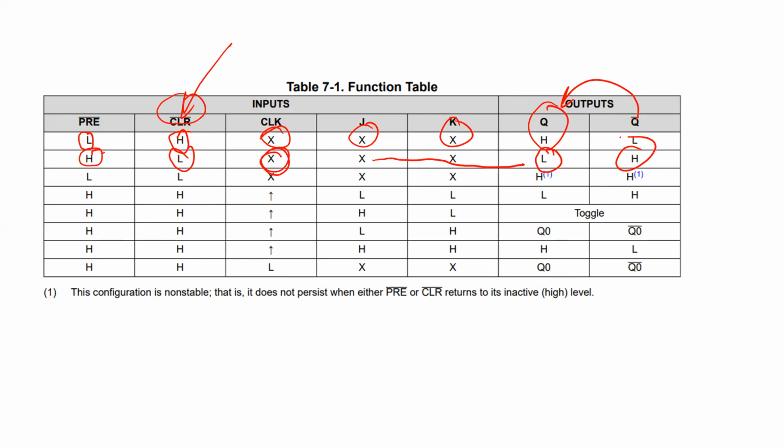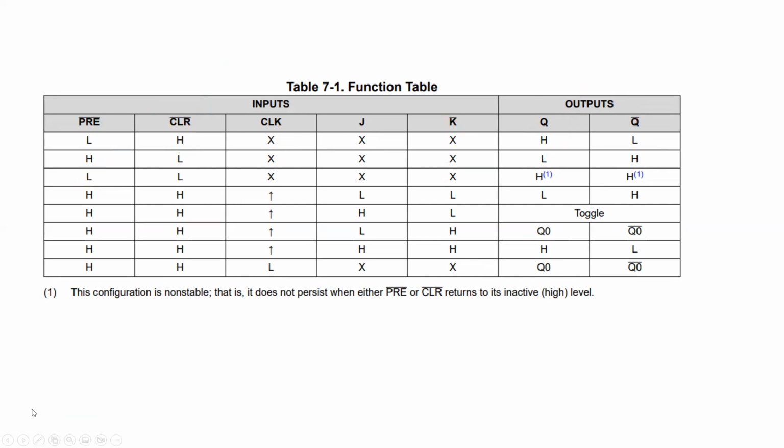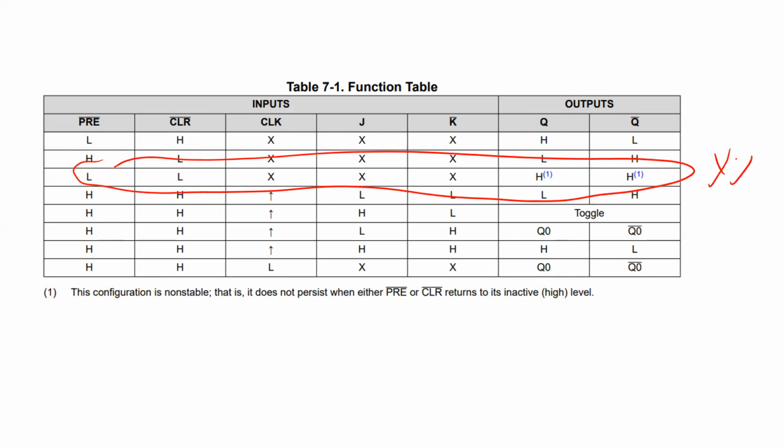The next one should be a forbidden case. It should not happen when you put low here and you put low here. For sure, it doesn't make sense. You want to clear and you want to set at the same time. So this is going to become a forbidden case, and you should not use it. In case you do it, I think the datasheet tells you what you are going to have, high or whatever. Anyway, you should not do it.